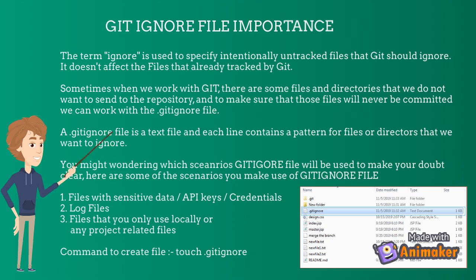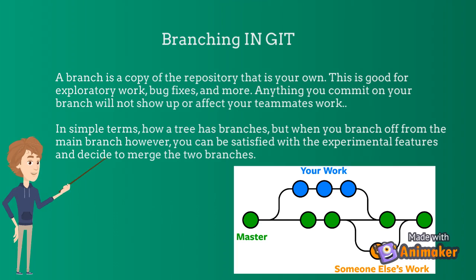You might be wondering in which scenarios gitignore file will be used. To make your doubt clear, here are some of the scenarios you make use of gitignore file. 1. Files with sensitive data or API keys or credentials. 2. Log files. 3. Files that you only use locally or any project-related files. Command to create file: touch .gitignore.